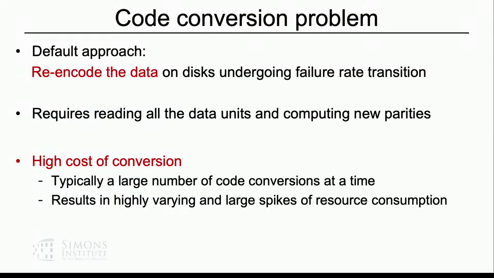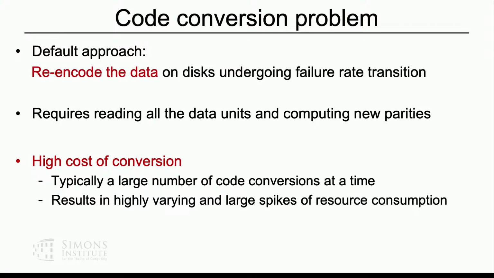Remember that whatever we are doing in terms of redundancy, fault tolerance, adaptive coding, all of these are background traffic in the cluster, right? This is not the main job of the cluster. The main job of the cluster is to serve user requests. That's the foreground traffic, and that should not get affected by what we do in the background.